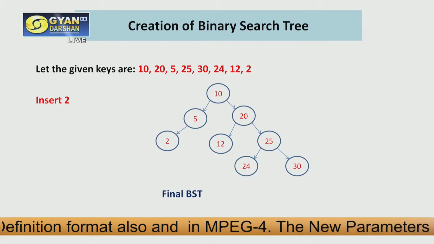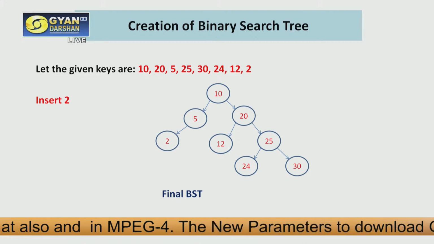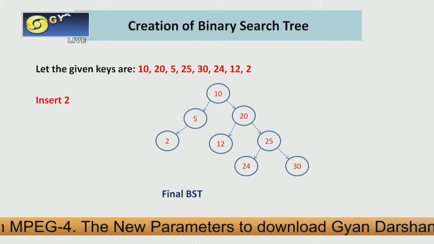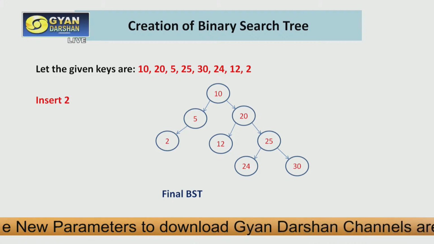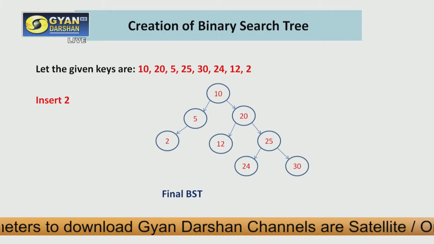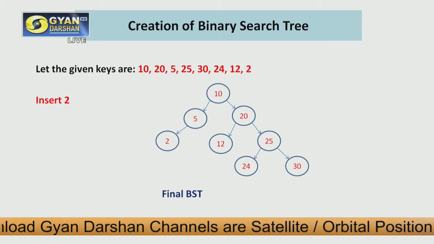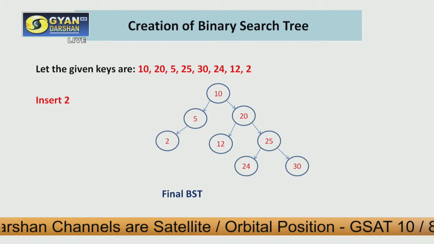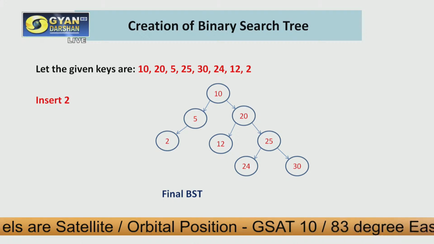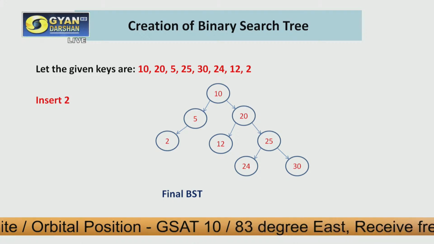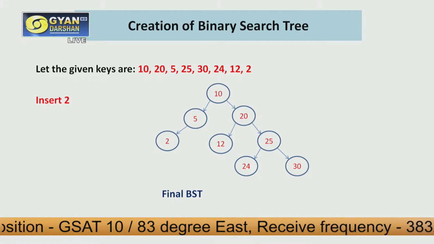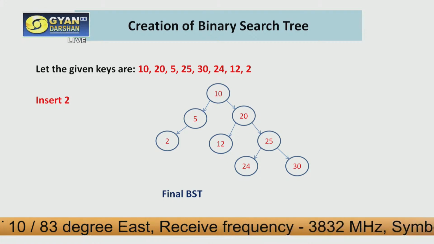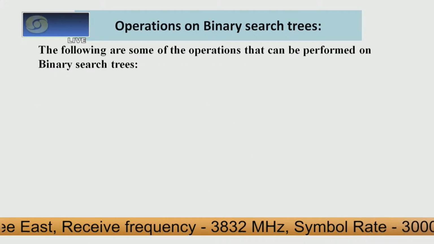For example, if we see key number 20, which is the right child of 10, to its left subtree we have the key 12, and to its right subtree we have all bigger values. So that is how we can create a BST for the given set of elements. I hope it is clear to all of you.